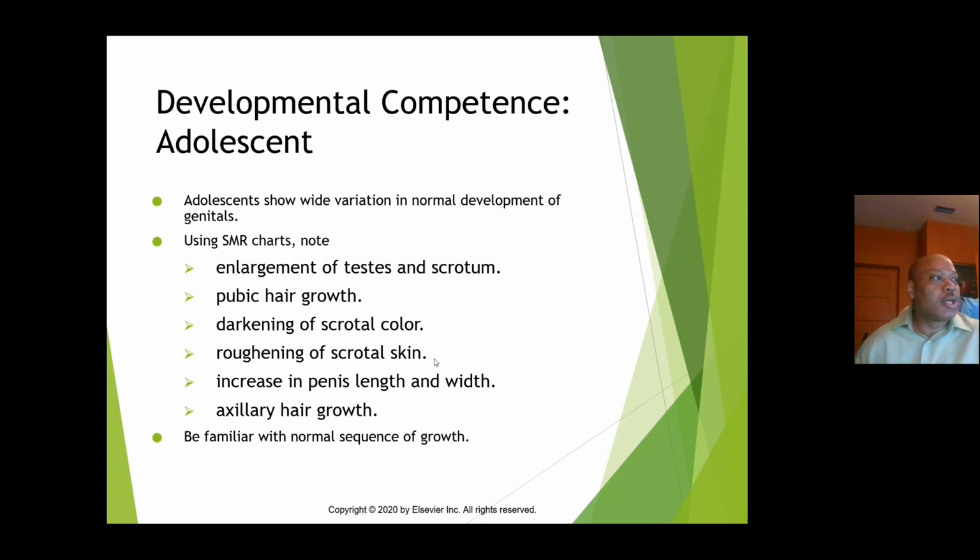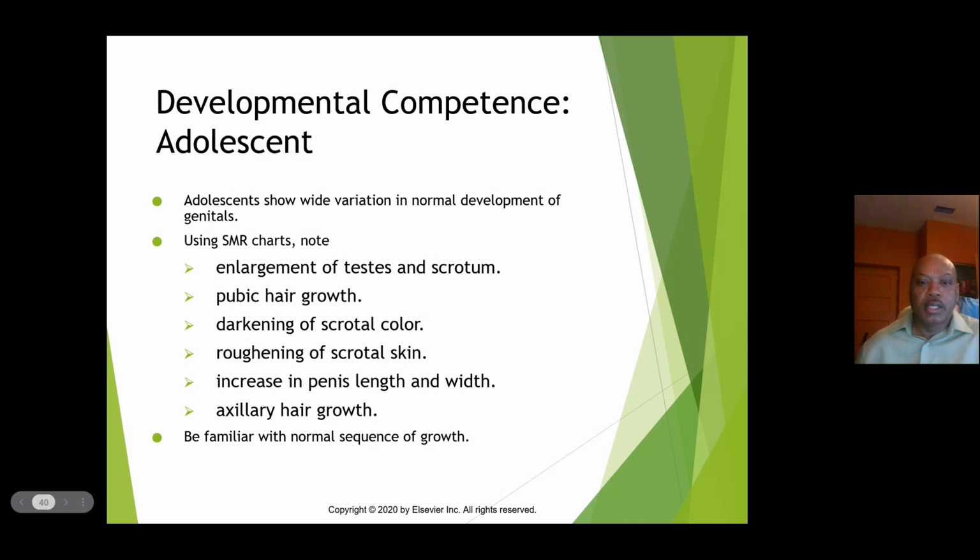As far as adolescents are concerned, they show a wide variation in normal development of the genitals. And we use the SMR chart to note that development, that growth. It looks at enlargement of testes and scrotum. It also takes into account pubic hair growth, darkening of the scrotal color, roughening rugae of the scrotal skin, also increase in penile length and width. We're looking at axillary hair. And of course, we want to be familiar with the normal sequence of growth.